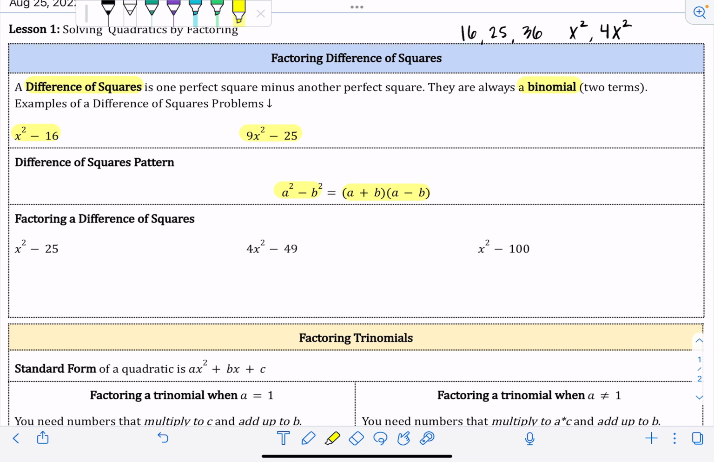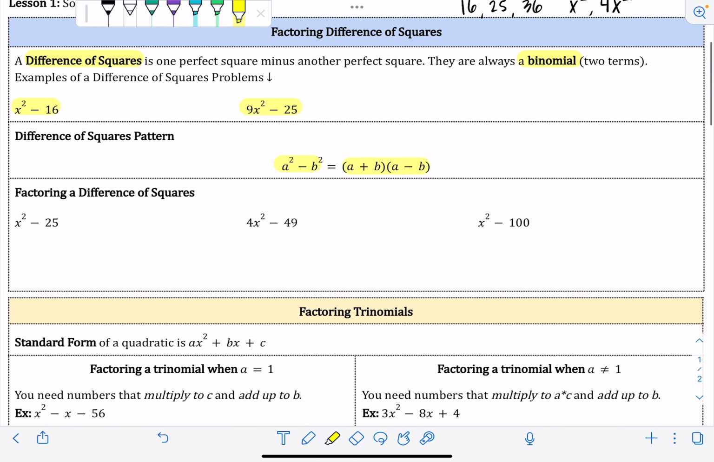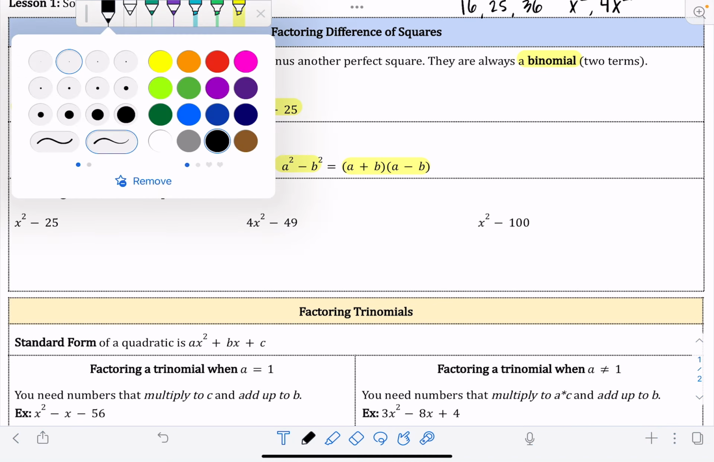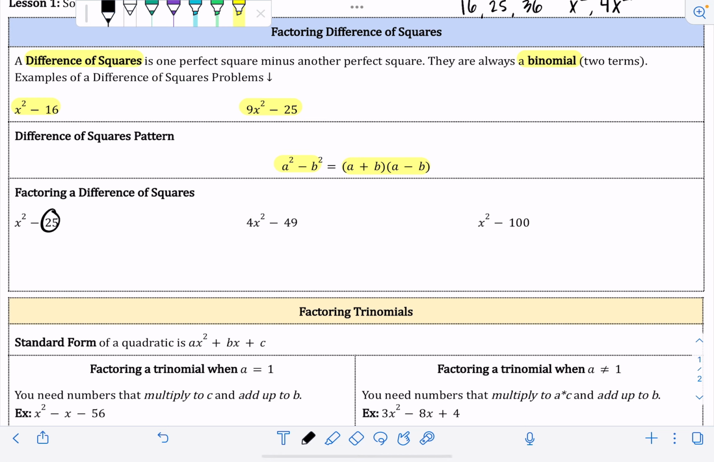So our first problem is x squared minus 25. You may want to do this starting off, you may not need to, it's entirely up to you, but I'm going to rewrite 25 as 5 squared. So x squared, and then instead of minus 25, I'm going to write it as minus 5 squared. And now this looks identical to this pattern, it just has actual numbers where the a and b are.